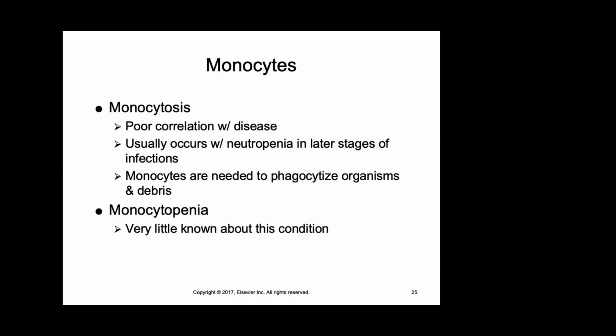Monocytopenia has a poor correlation with disease. It usually occurs with neutropenia in the later stages of infections, and the monocytes are needed to phagocytize organisms and debris, because remember that they develop into macrophages.